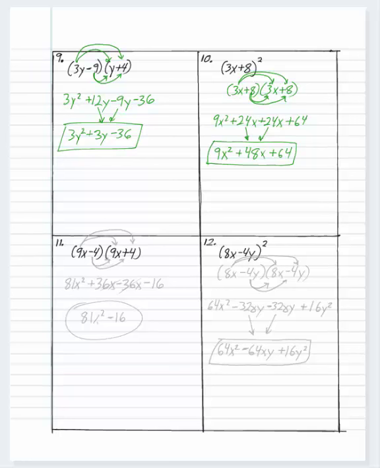Number 11. We'll do 9x times 9x, which is 81x squared. 9x times 4, which is 36x. Negative 4 times 9x, which is negative 36x. And negative 4 times 4 is negative 16. The middle terms can combine, but notice that they're going to completely cross off. So all that's left is 81x squared minus 16.